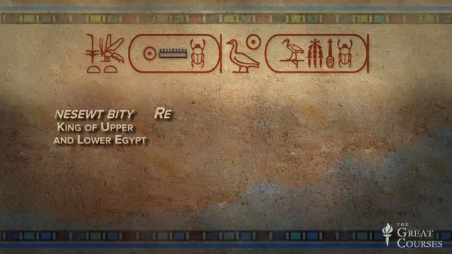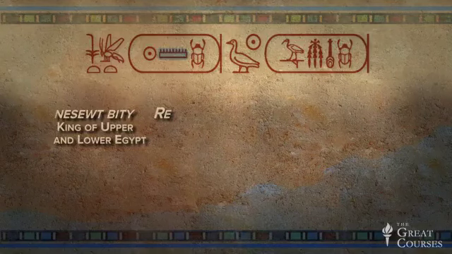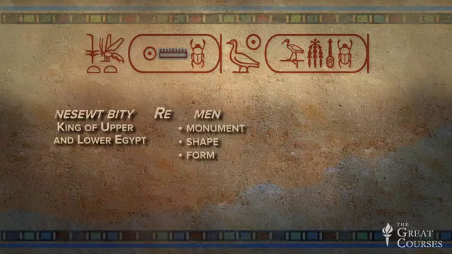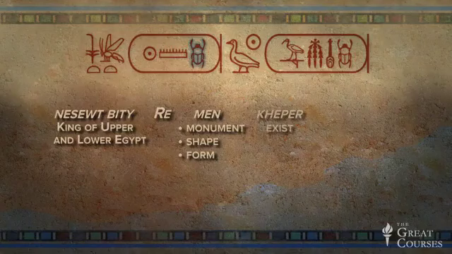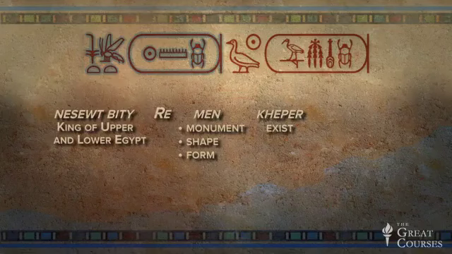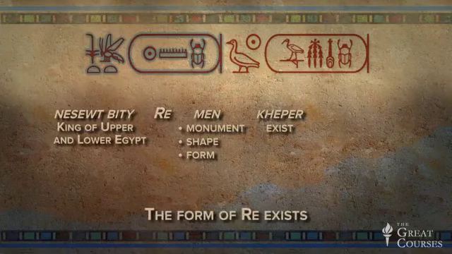The middle hieroglyph is the game board hieroglyph, a biliteral pronounced men. It means monument or shape or form. So we have the men and the Re of Men Keper Re. The last hieroglyph, the scarab, is the Cheper. It means exist, to exist. So Tutmosis III's name means something like the form of Re exists.